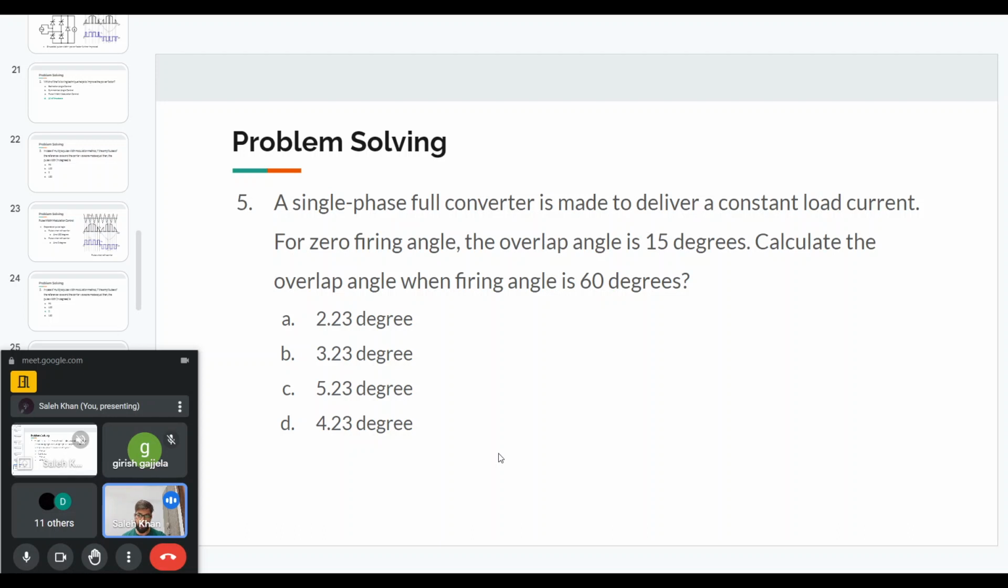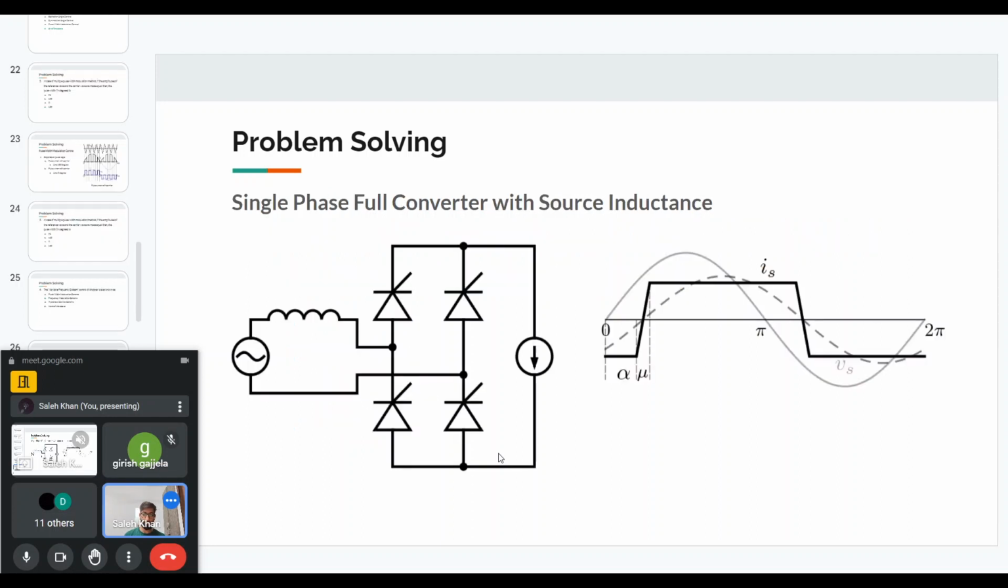So the fifth question is: a single phase full converter is made to deliver a constant load. This is related to last week's topics. We are given that for zero firing angle, the overlap angle is 15 degrees. Calculate the overlap angle when the firing angle is 60 degrees. This is the single phase full converter with the source inductance, because we are given the firing angle as well as the overlap angle.